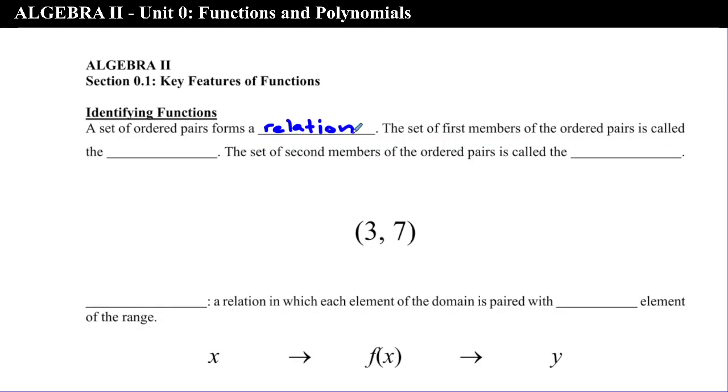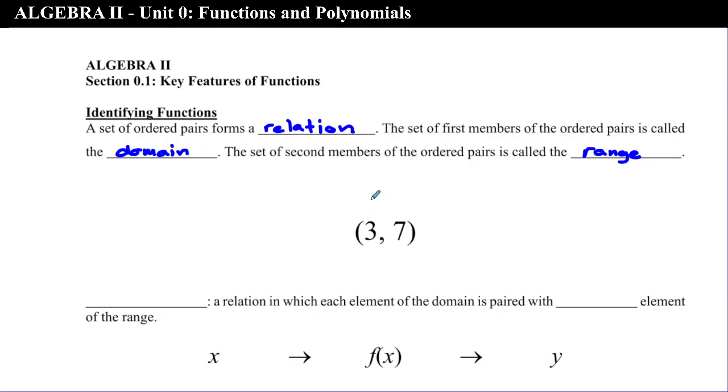Now the set of first members of the ordered pairs, or our x values, those make up our domain. And then the second members of our ordered pairs, or our y values, those together make up our range. So if we're talking about domain, we're talking about all the x values that are contained within our function. So we're going to be looking from left to right along the x-axis. If we're talking about range, we're talking about all the y values that are part of our function. So we're going to be looking from bottom to top along our y-axis.